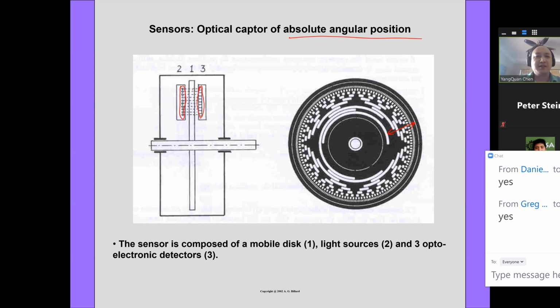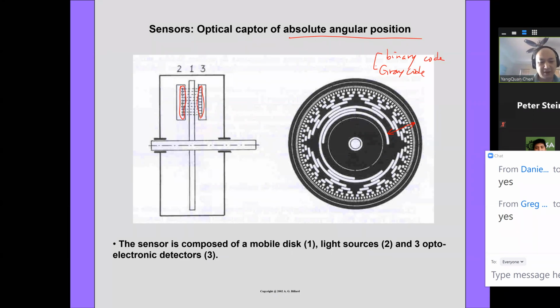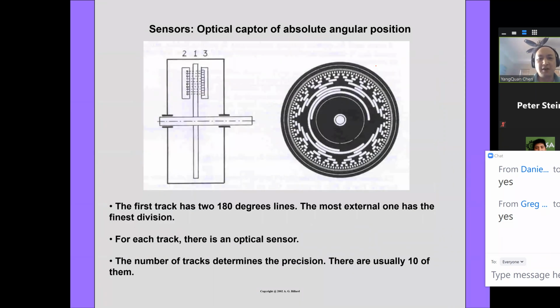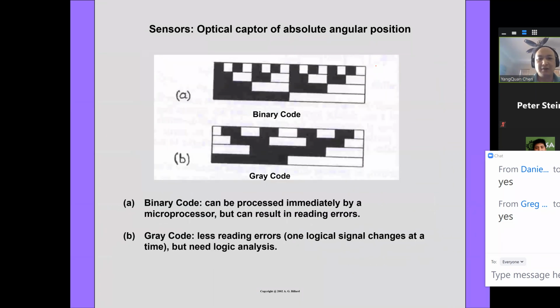So there are two types of coding. One is called gray code. Another one is a binary code. So which one is better? Gray code is better because every time there's only one bit change. So, binary code, gray code, we talk about that.